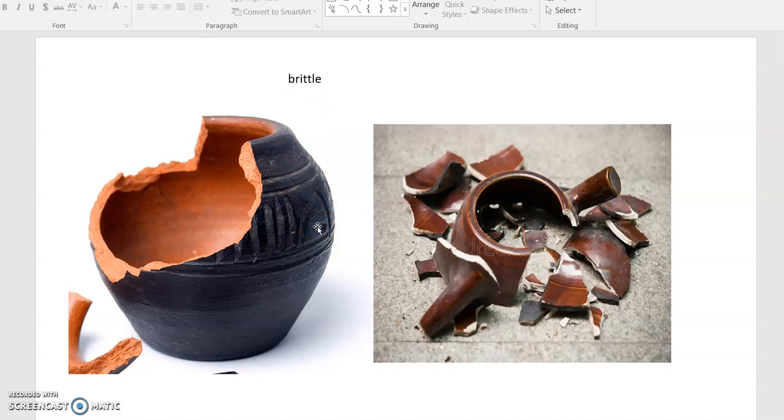Non-metals are also not malleable. Remember that word. Malleable means that you can hammer them into sheets, and non-metals cannot. You can't hammer this into sheets. As soon as you try to hammer, it shatters like that because it is brittle. Non-metals will break when we try to bend them with force. So they are going to break if you try and bend them with force.